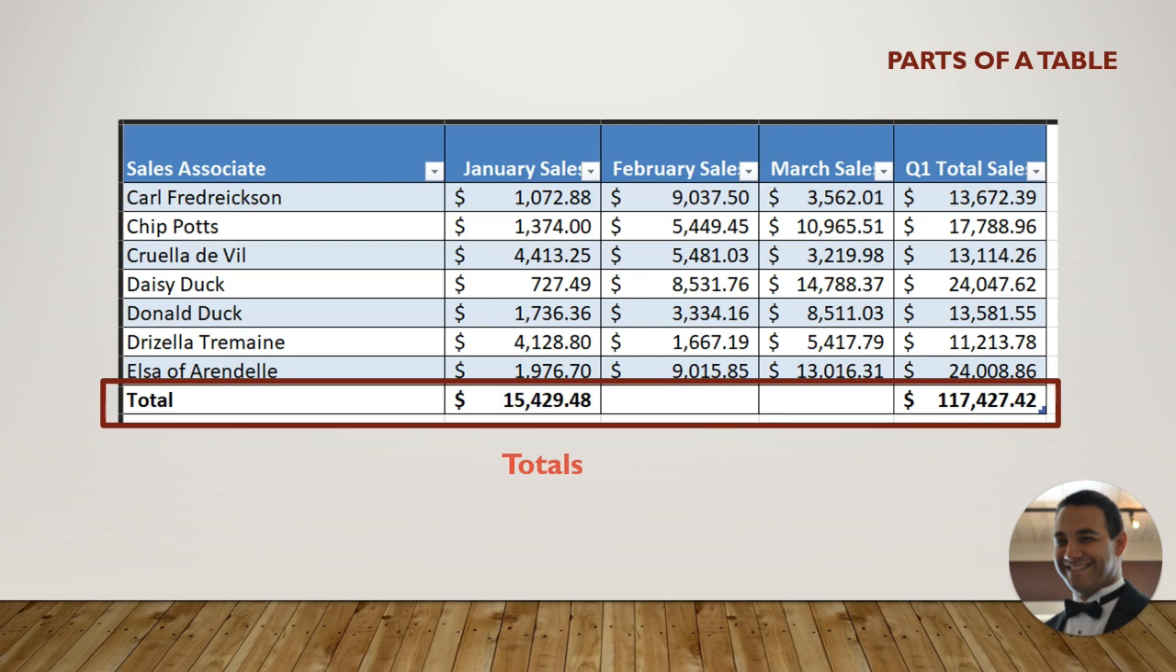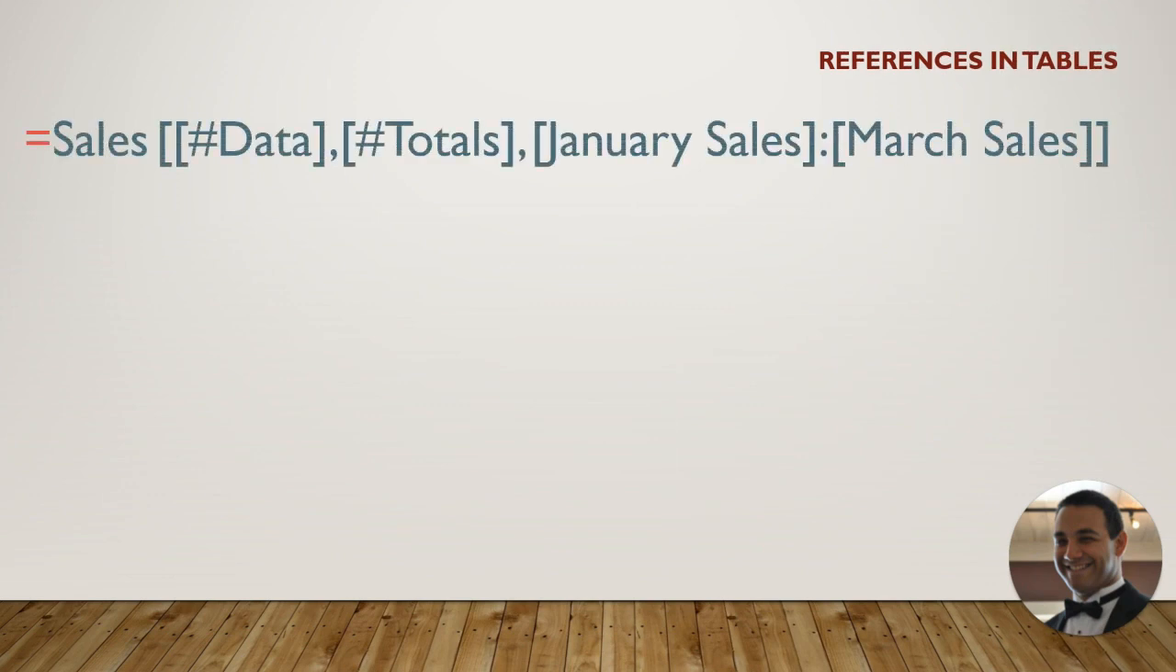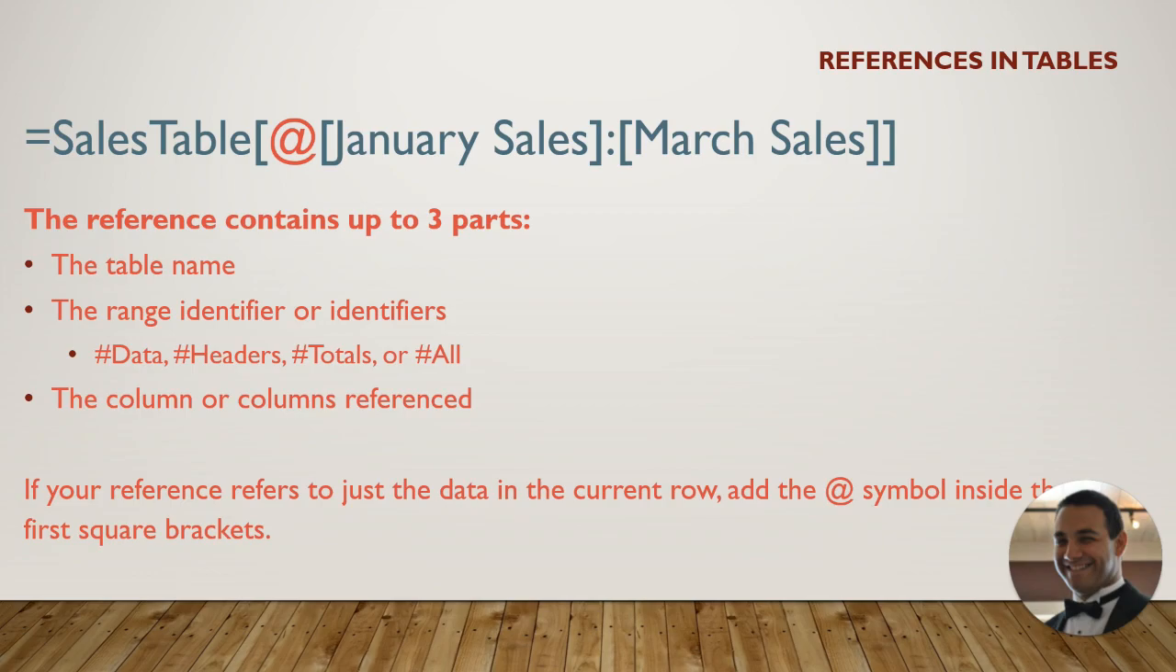Let's look at how to write some formulas that reference tables. Here's an example of how you reference data in tables. The reference contains up to 3 parts: the table name, the range identifier or identifiers, which correspond to the parts of the table we covered earlier, the data, the headers, the totals, or all 3, and the column or columns referenced. You can also make your reference apply just to the current row by adding the @ symbol inside of the first set of square brackets.